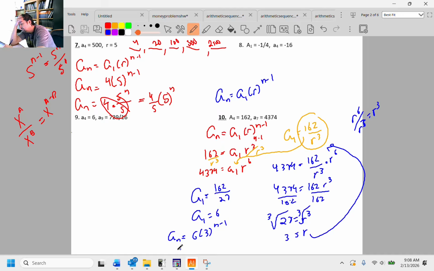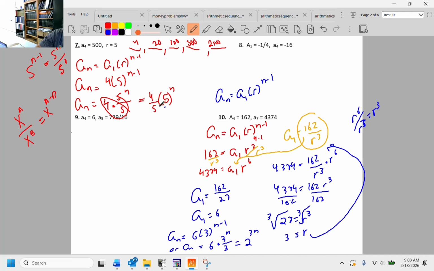Or the nth term is 6 times 3 to the n over 3. And you know as well as I do that 6 over 3 is 2. They both work. And they're both perfectly legit answers. They are. They're perfectly legit. They both generate the same exact sequence of numbers.